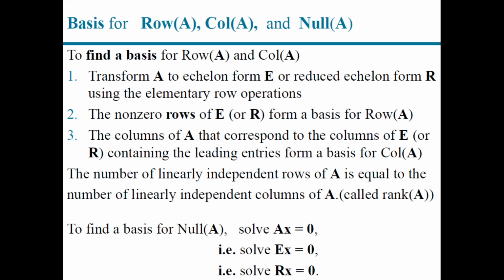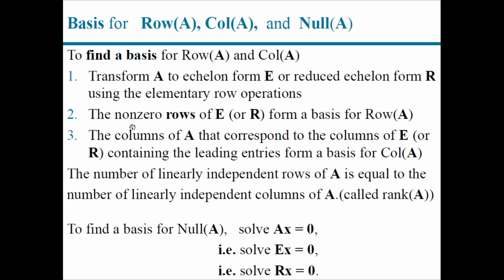Now the big question is, how do I find a basis for all these spaces, row space, column space, and null space? We will see this is super easy, straightforward. So the first thing we need to do is take our matrix A and produce echelon form. Or, if we are very persistent, we can produce reduced echelon form. Okay, any one of the two will work. How do we do it? Well, using elementary row operations. So we have equivalent matrices.